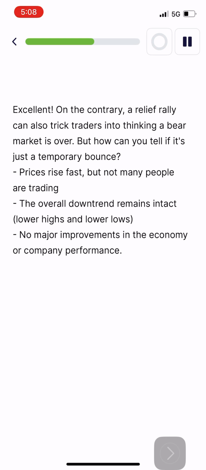Excellent. On the contrary, a relief rally can also trick traders into thinking a bear market is over. But how can you tell if it's just a temporary bounce? Prices rise fast, but not many people are trading. The overall downtrend remains intact, lower highs and lower lows, no major improvements in the economy or company performance.